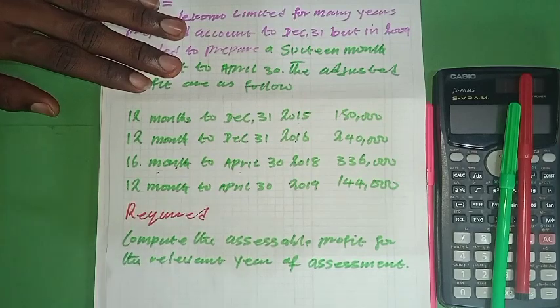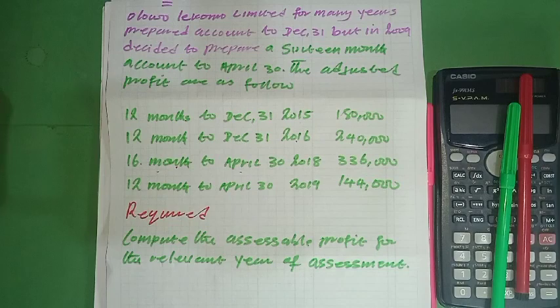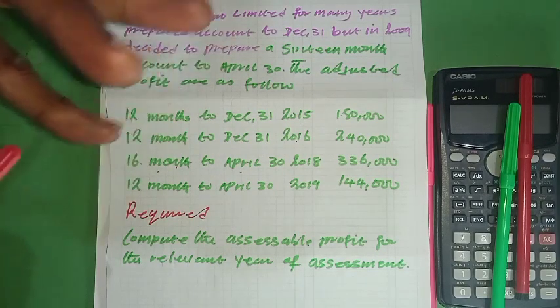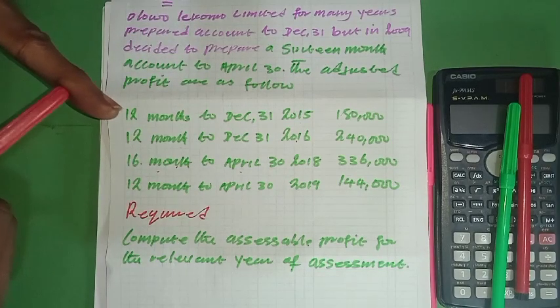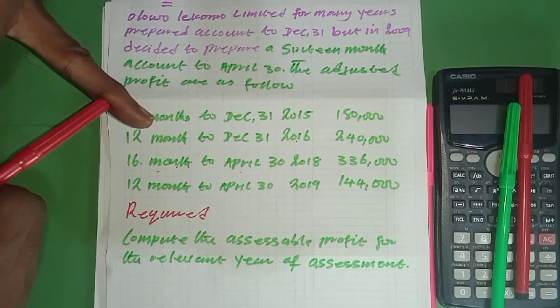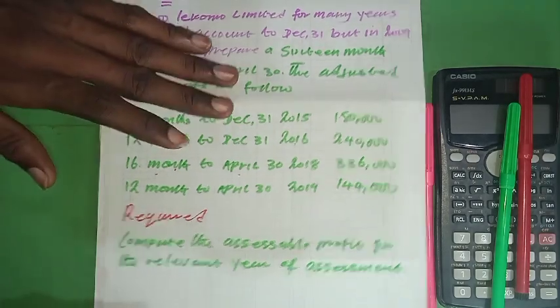In accounting, they will always tell you what is required. So look for required. Compute the assessable profit for the relevant year of assessment. Now, what is the relevant year of assessment here? The relevant years of assessment are the year of change of accounting date, the year in which they change the accounting date, and the two subsequent years. When you hear relevant, those are the years they want you to get. Now, let's go.